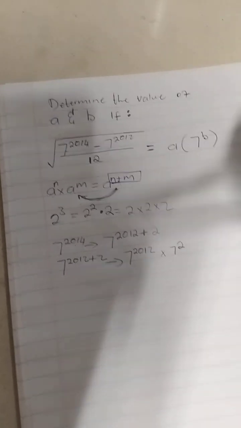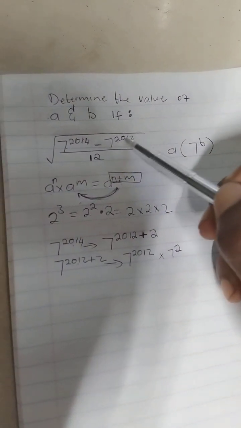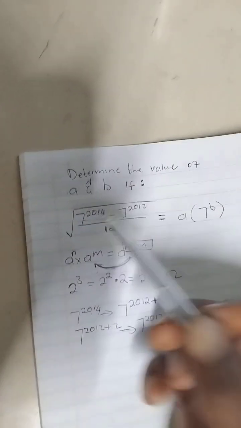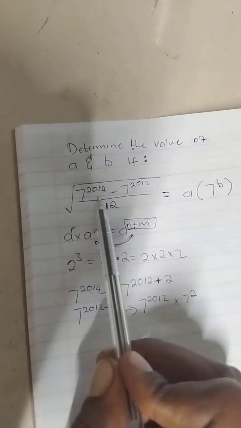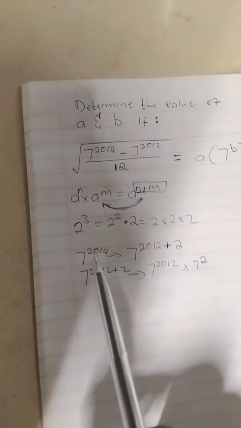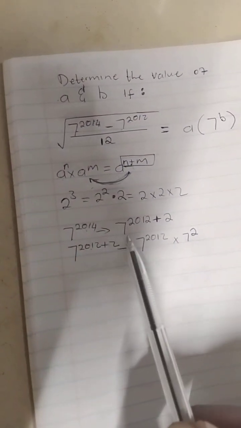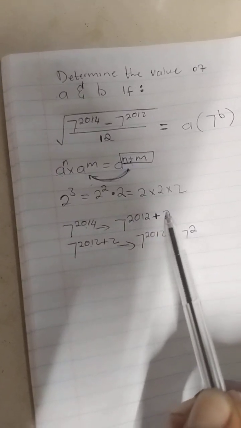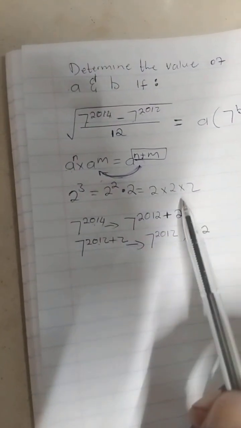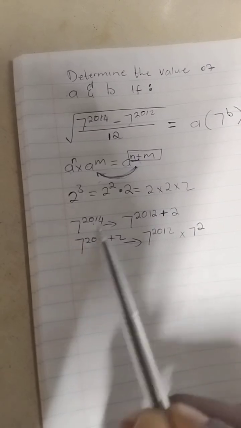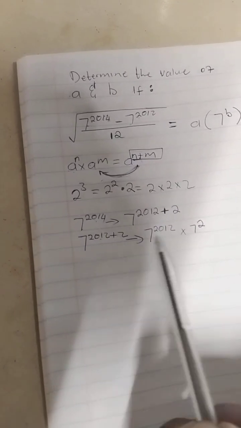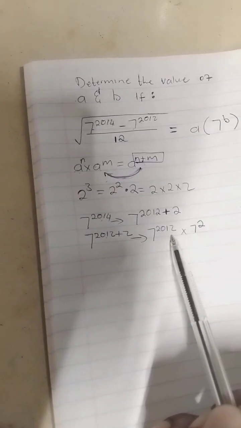Let's locate the lowest exponent. As we are locating the lowest exponent, we notice the lowest exponent is 2012. So I have to change this 2014 in such a way that it has the 2012, and the 2012 will become the common factor on both sides. So how are we going to do that? I'm going to change this 2014 into 7 to the exponent 2012 plus 2, because obviously I will have to break this down. So since I've broken this down, these are equivalent.